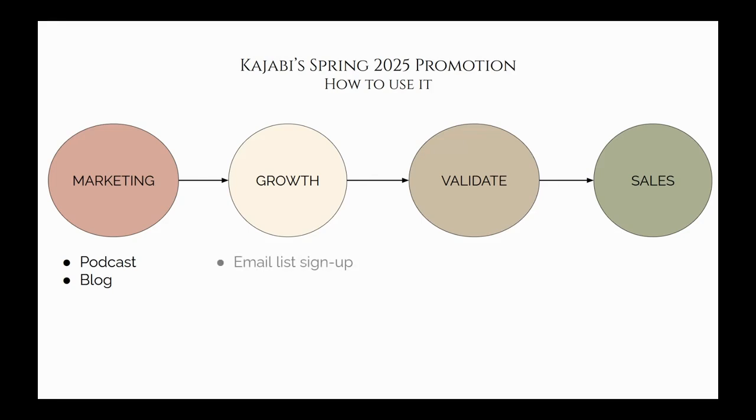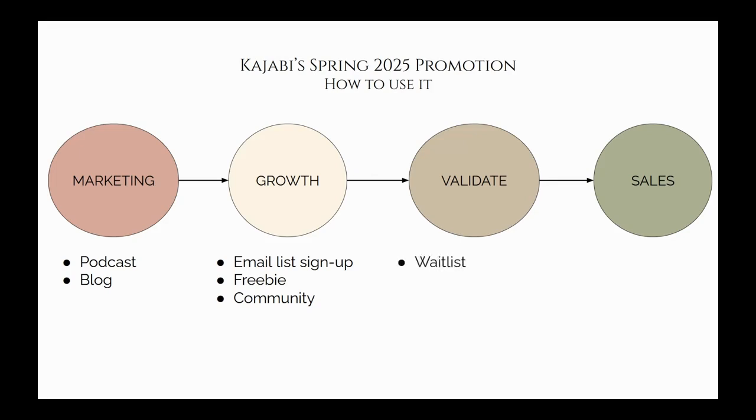Next, growth. You can set up an email list sign up. You can offer a freebie so that people get access to a free offer in exchange for getting on your email list. You can also set up a community. This is kind of like a Facebook group, but you can set up a free community in Kajabi to try to grow your audience and your engagement.